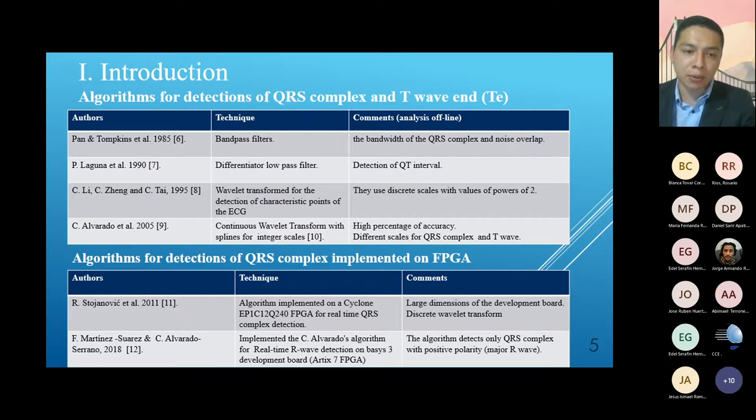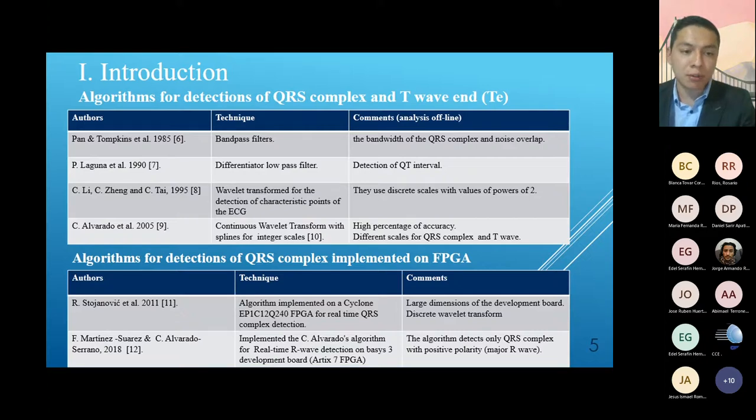There are some algorithms for the detection of the QRS complex implemented on FPGA. In this case, Stojanovic used a Cyclone FPGA for real-time detection of the QRS complex. The large dimension of the development board and the discrete components make it unsuitable for portable systems.